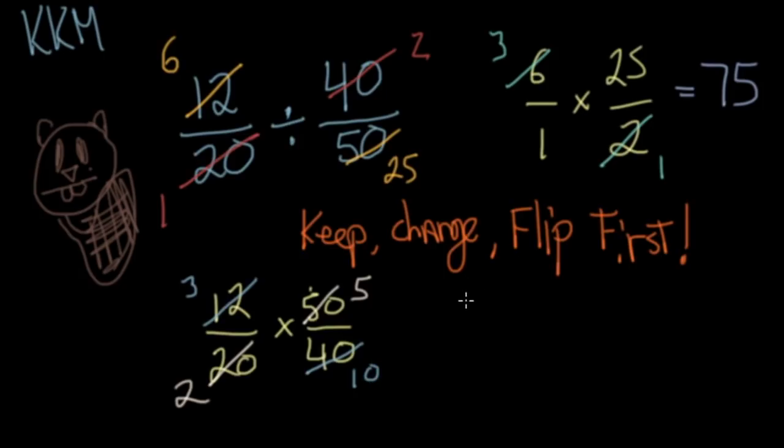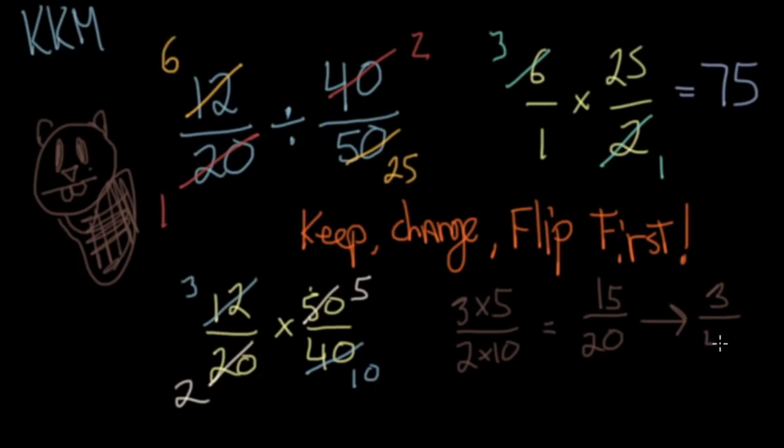I get 3 times 5 over 2 times 10. So I get 15 over 20, and I'm an awesome student. I'm going to continue to divide the top and the bottom by 5, and my answer is 3/4. It's a lot different than 75, isn't it? Don't fall for the common kid mistake.